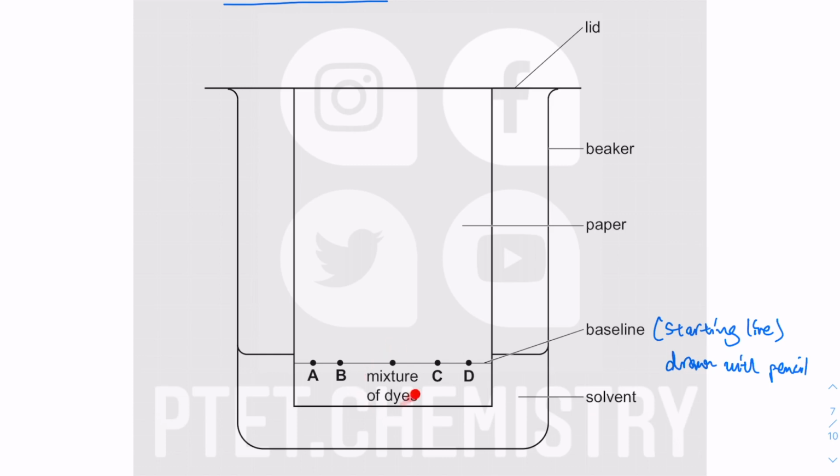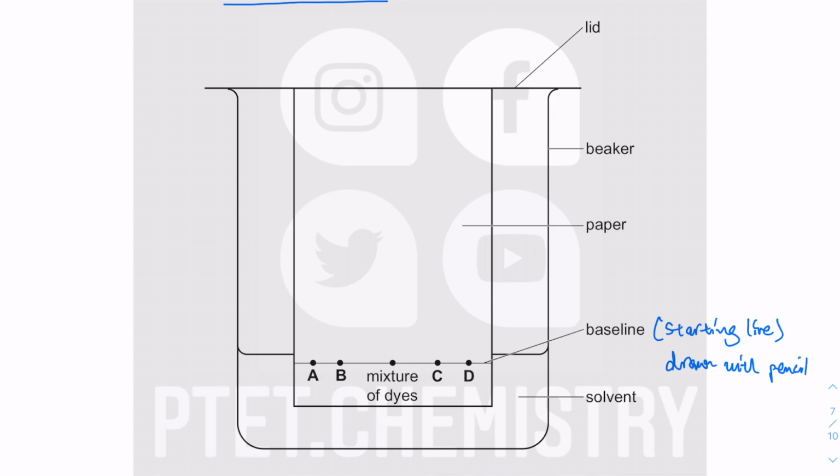With this mixture of dyes, it will separate out into the different components. They will move at different rates depending on the solubility in the solvent, and you have to compare them. Does the mixture contain whichever one of these A, B, C, D, or a mixture of them? We have to take out this filter paper, the chromatogram, before the solvent moves all the way to the very top, and we have to label it with a pencil. That is the solvent front.